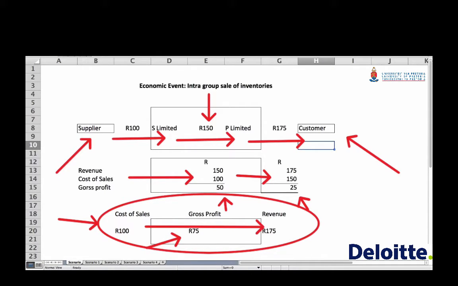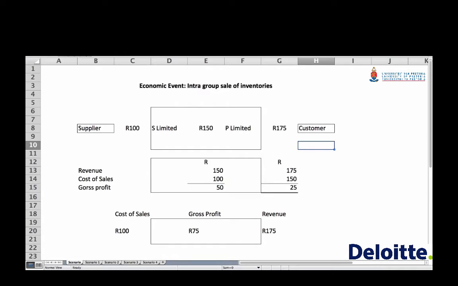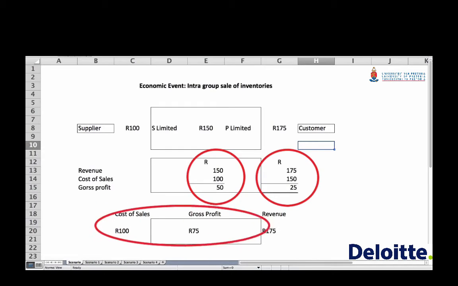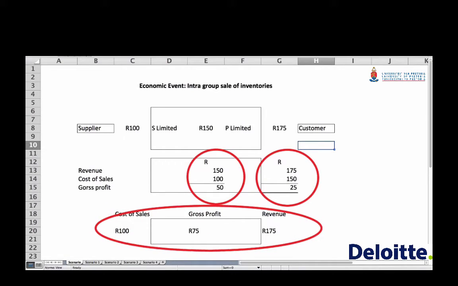Make sure you understand this economic event clearly before you continue with the rest of this video. Pause if necessary, but please spend time making sure you understand the flow through of transactions. In particular, what happens in each individual general ledger, and then what we want to have happened, assuming that the business combination was one entity we are reporting on.